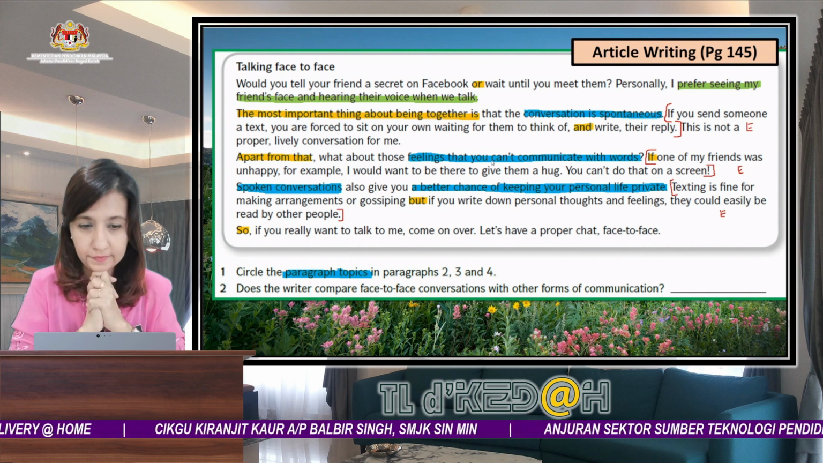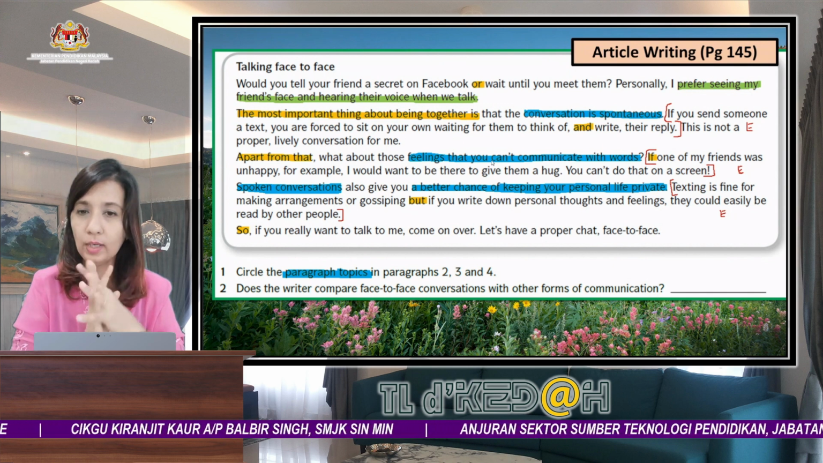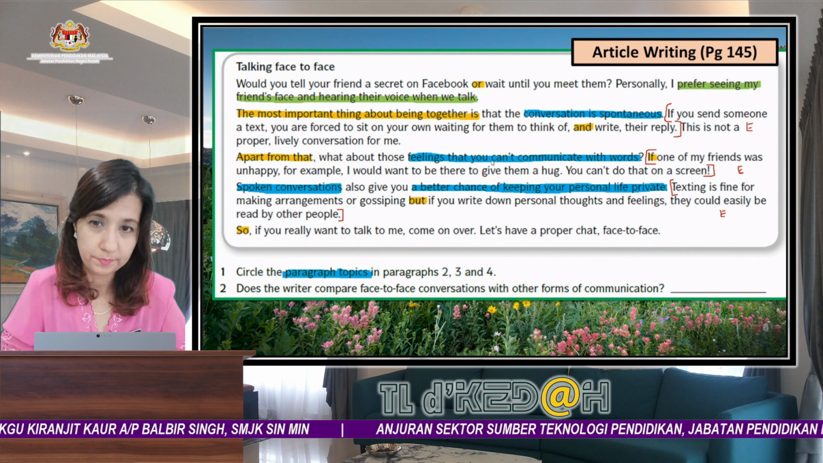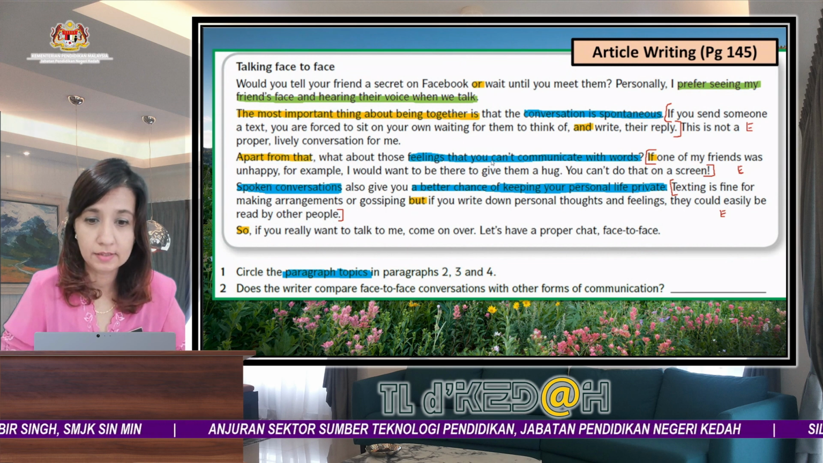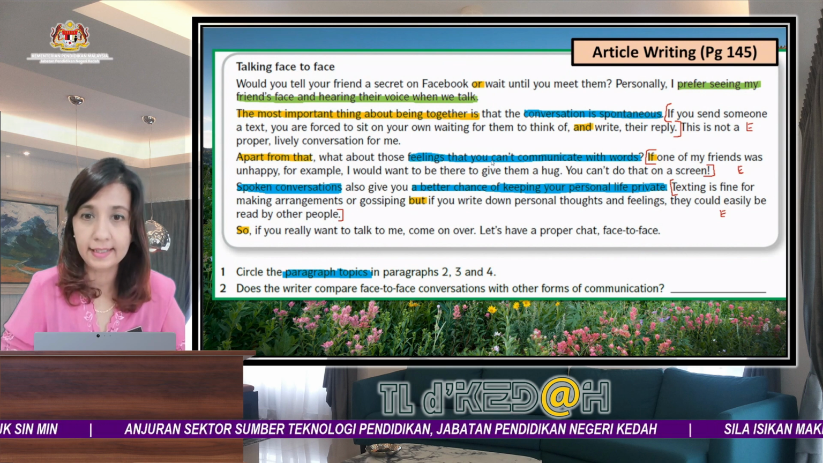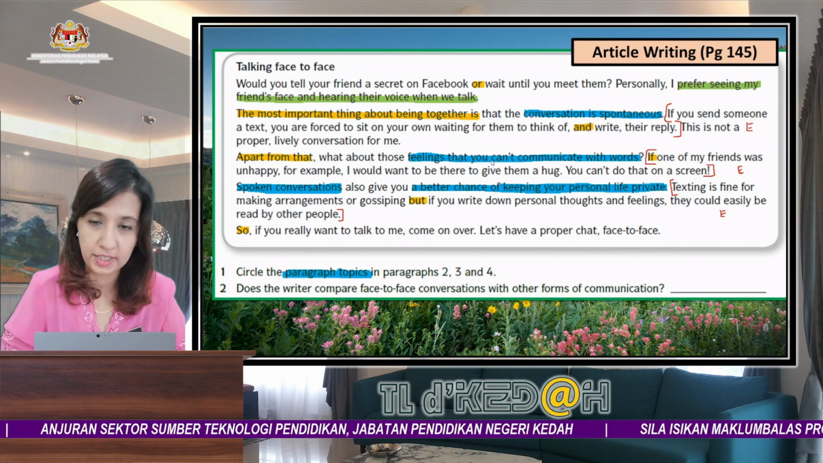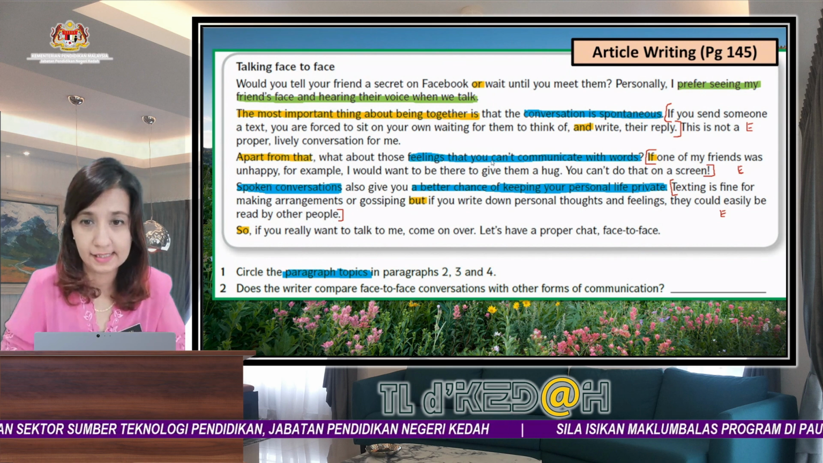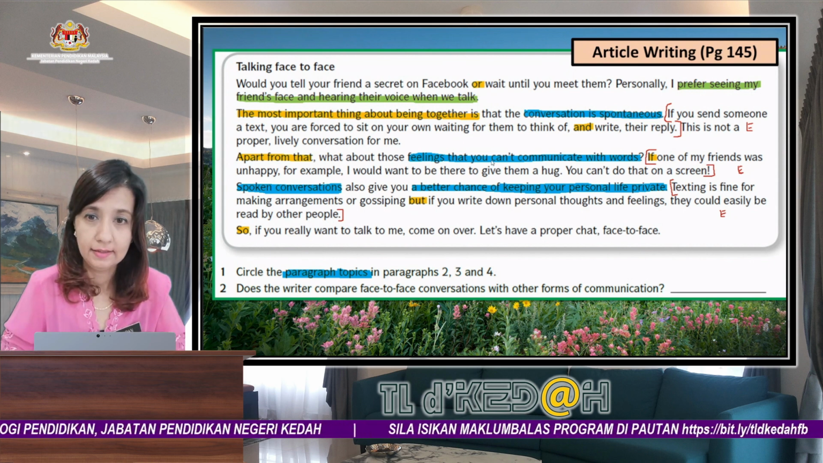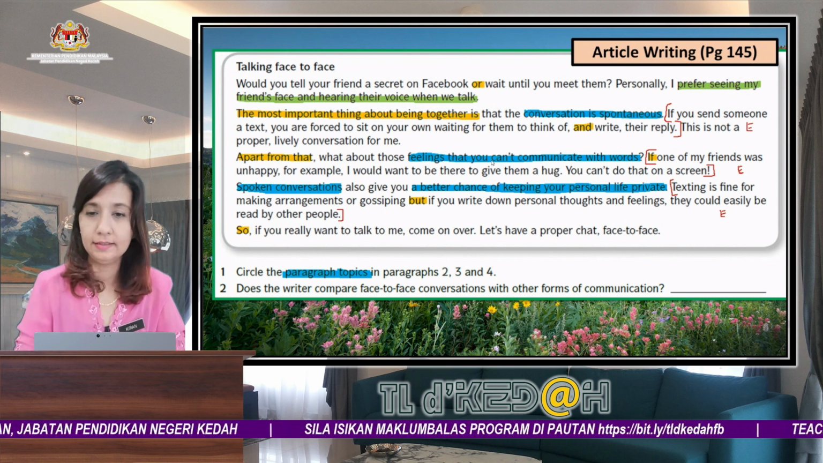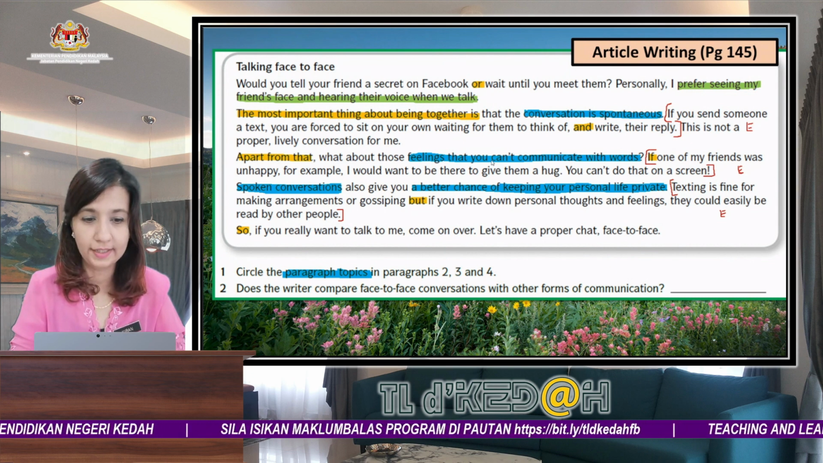Look at the use of tenses for article writing. What tense do you use? Can you see what tense is used here? It is about sharing your opinion, right? So when you share your opinion, you share using present tense, not past tense, unless you want to share an experience that you have undergone. Okay, let's go on now.